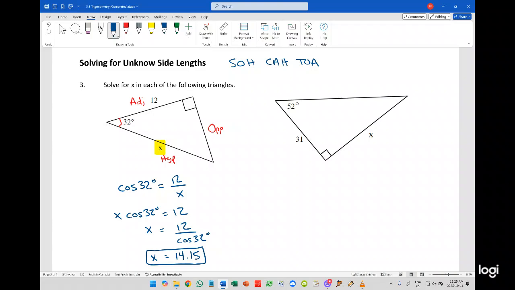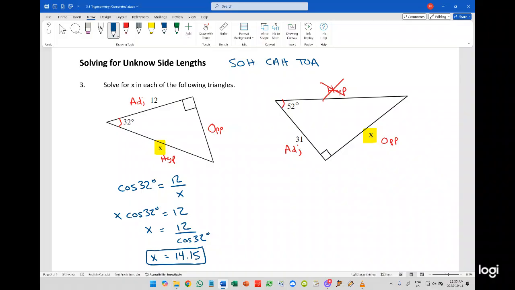All right, the second one, we'll do the same thing. We're looking for that x there. In this case, we're dealing with this 52-degree angle right there. Relative to the 52-degree angle, the 31 would be the adjacent, and the x would be the opposite. The hypotenuse is up here, but we're not asked for it, nor are we given it, so it really doesn't matter within our question. It's not something we need to know or worry about.